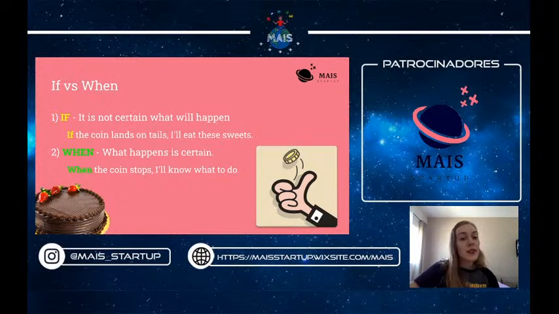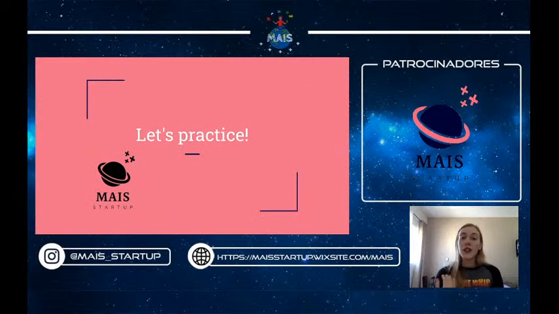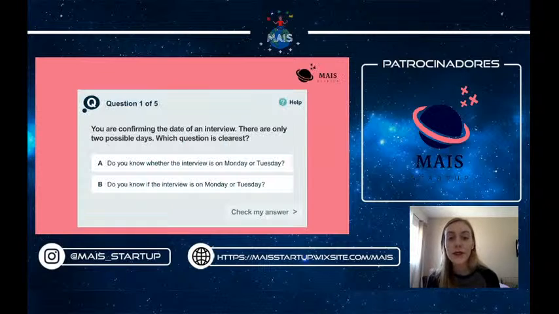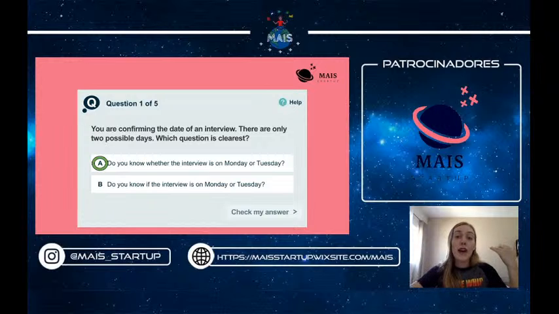So let's practice the if and whether. The first example, you are confirming the date of an interview and there are only 2 possible days. Okay, if there are only 2 possible days, you know that there's no third option. When there's no third option, what should you use? You should use whether. So the answer is A, because it's only going to be on Monday or Tuesday. So as we talked about before, if you have a third option, you're going to use if. But if the options are within the sentence and there are no other possibilities, you're going to use whether.